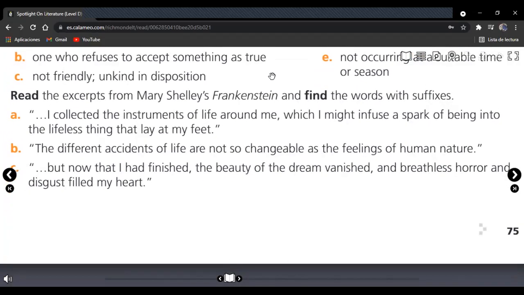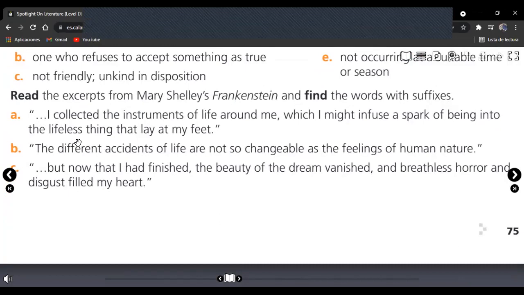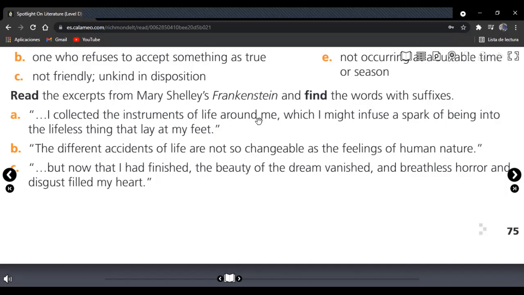This exercise is more relaxed. Read the excerpts from Mary Shelley's Frankenstein and find the words with suffixes. We have to identify the words with suffixes. I collected the instruments of life around me. Which words contain suffixes? Anyone at home? I collected the instruments of life around me.